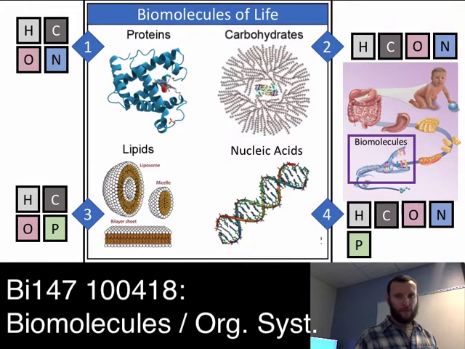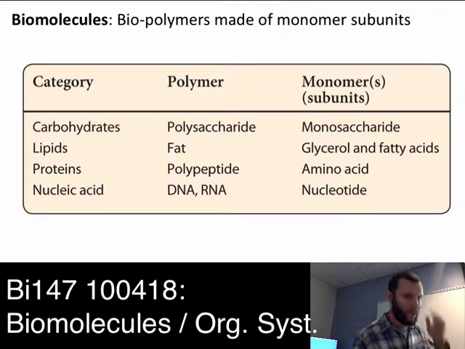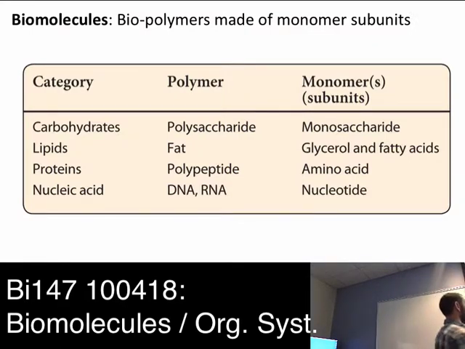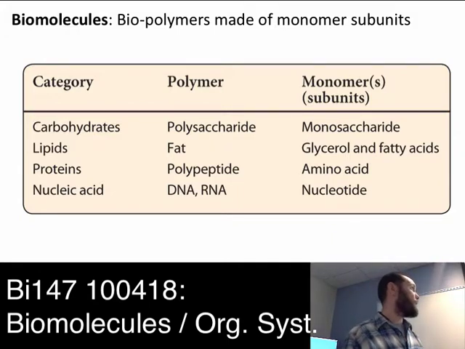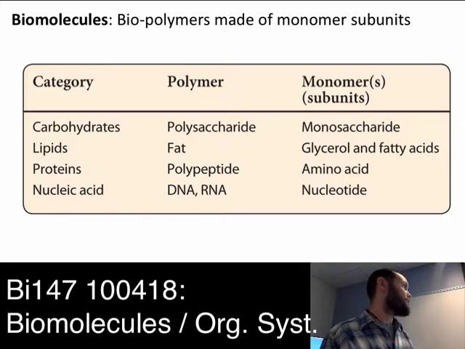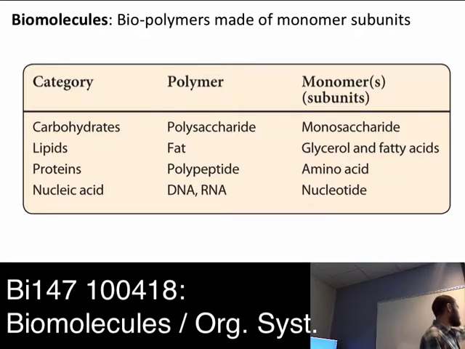So let's walk through them a little bit, shall we? First, what are biopolymers? Well, a polymer is simply a chain made up of individual links of some sort, or subunits of some kind, in this case chemical. And those subunits are what we call monomers. Mono meaning one, poly meaning many. So biopolymers are the 4 categories that I showed you previously: carbohydrates, lipids, proteins, nucleic acid.